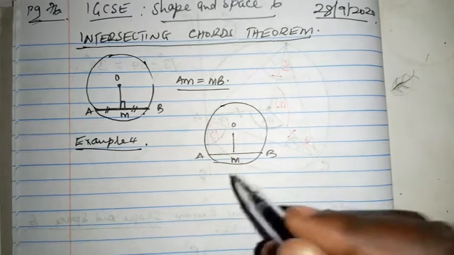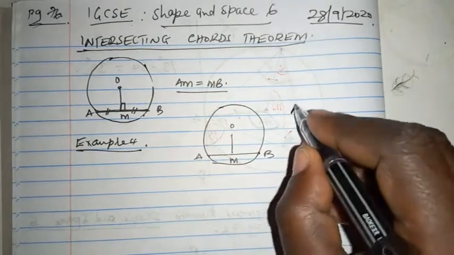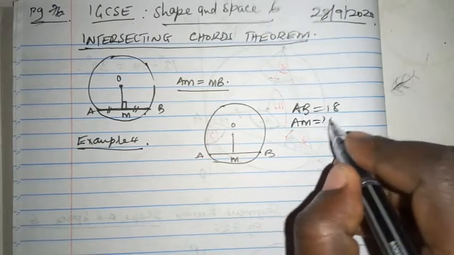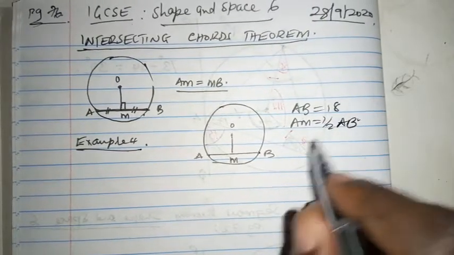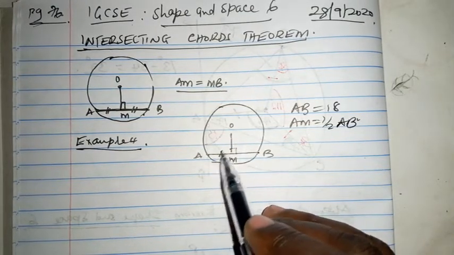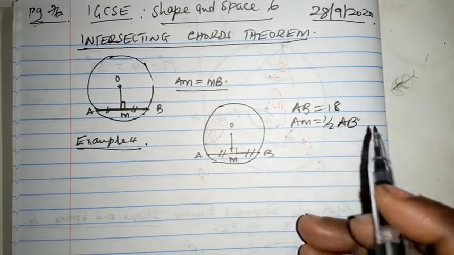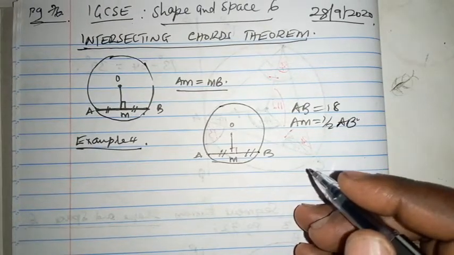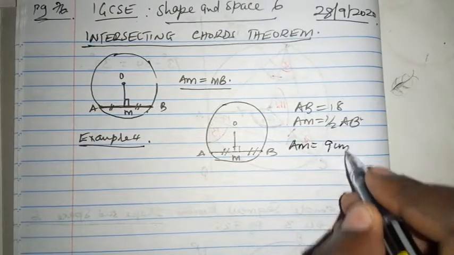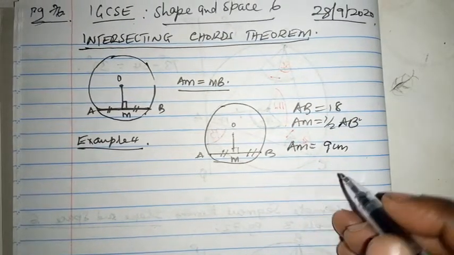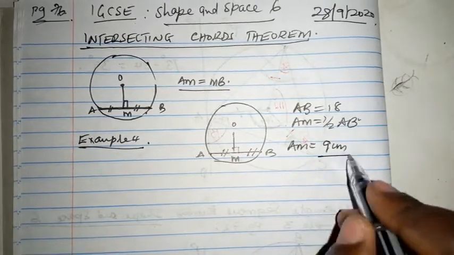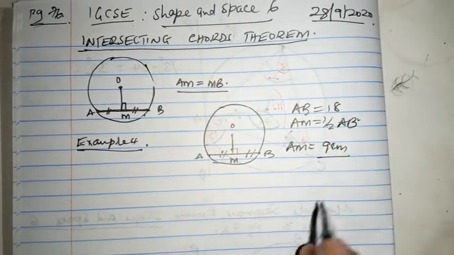It goes without saying, if AB is equal to 18, AM happens to be half of AB, because you can see there is a bisector, and it is exactly bisected into two equal parts. So AM is equal to 9 centimeters. It's 9 centimeters, just because of the reasons that we have explained there.